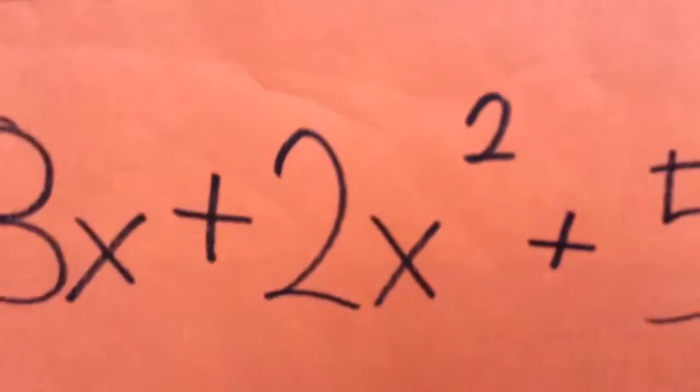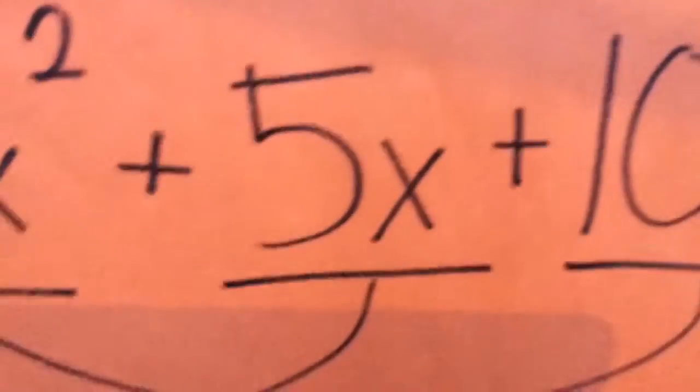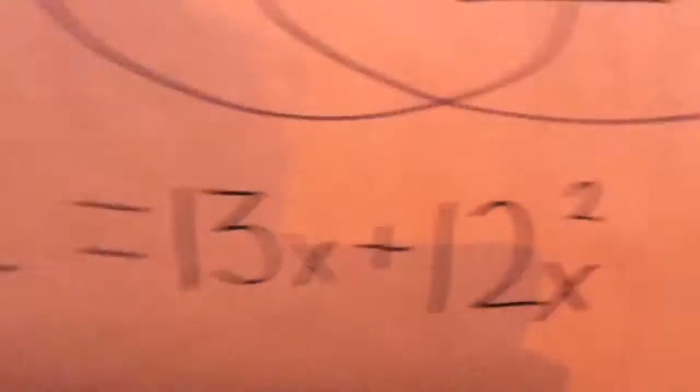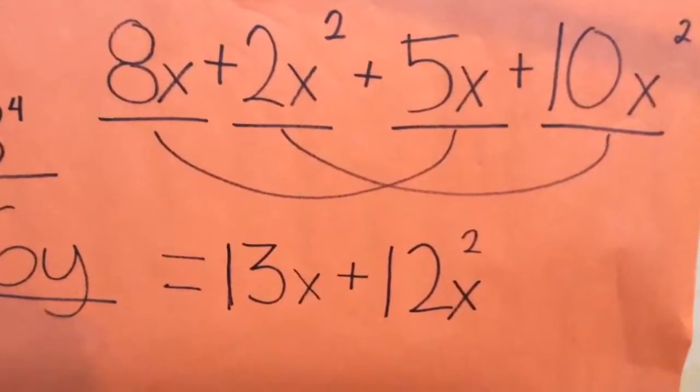Now, let's try adding like terms and unlike terms. 8x plus 2x squared plus 5x plus 10x squared. All you do is add the like terms. 8x plus 5x is equal to 13x. 2x squared plus 10x squared is equal to 12x squared. So the answer is 13x plus 12x squared. That's all you basically need to know about adding algebraic expressions.